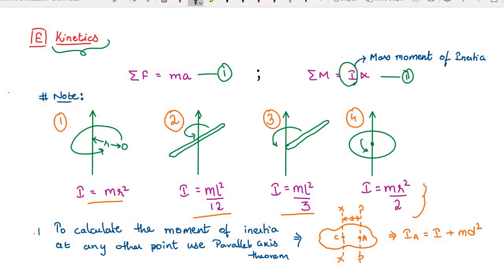And to calculate the mass moment of inertia about any other point, we can use the parallel axis theorem, which states that IA, which is the axis about which we want to calculate the moment of inertia, is equal to I plus md square, where d is the distance between the two axes.